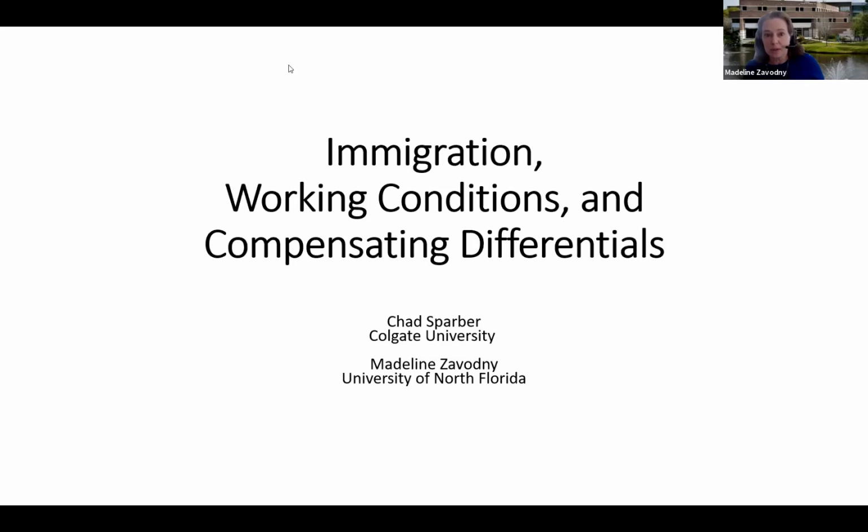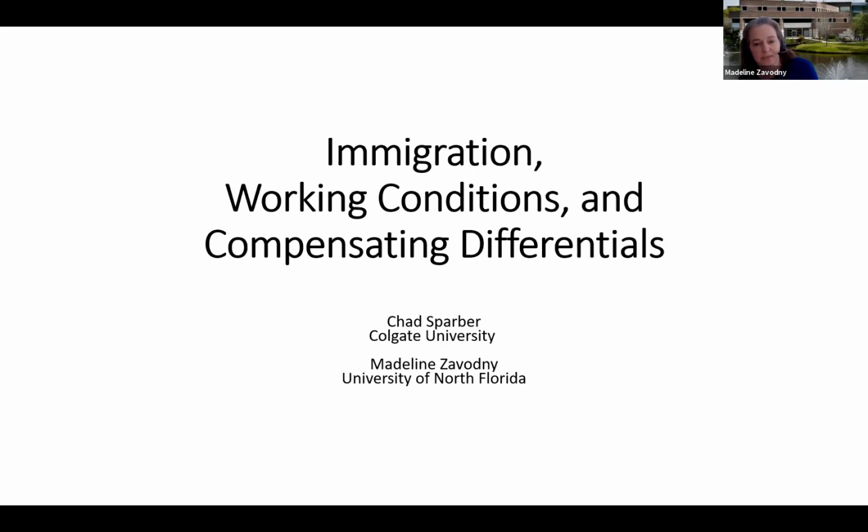So we welcome everyone's feedback on this paper, both during the talk and after via private emails, the Q&A during the talk, and so on. The title really sums up the paper in large part: the paper is looking at how immigration affects working conditions and compensating differentials. We're looking here in the case of less educated workers in the United States over roughly the last 30 years or so.